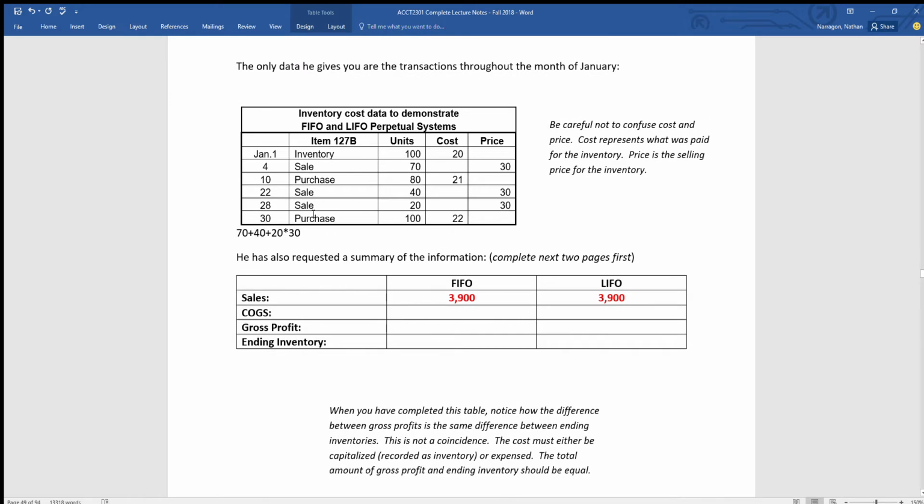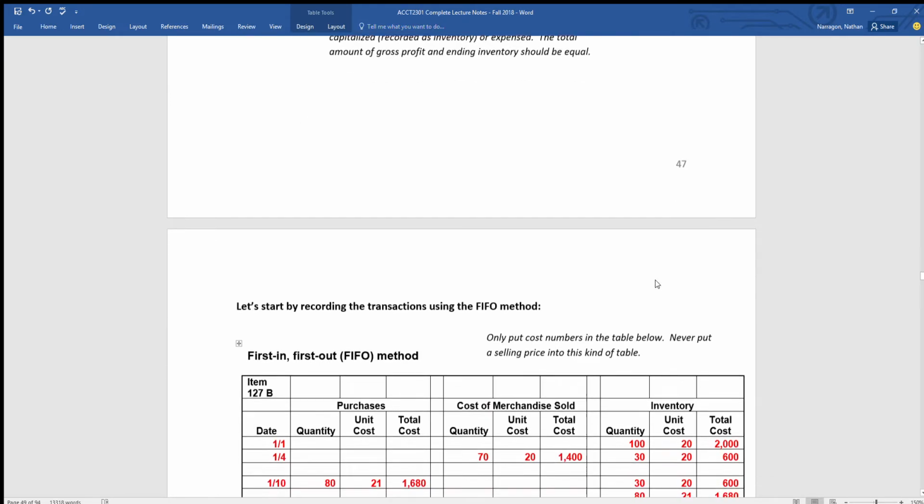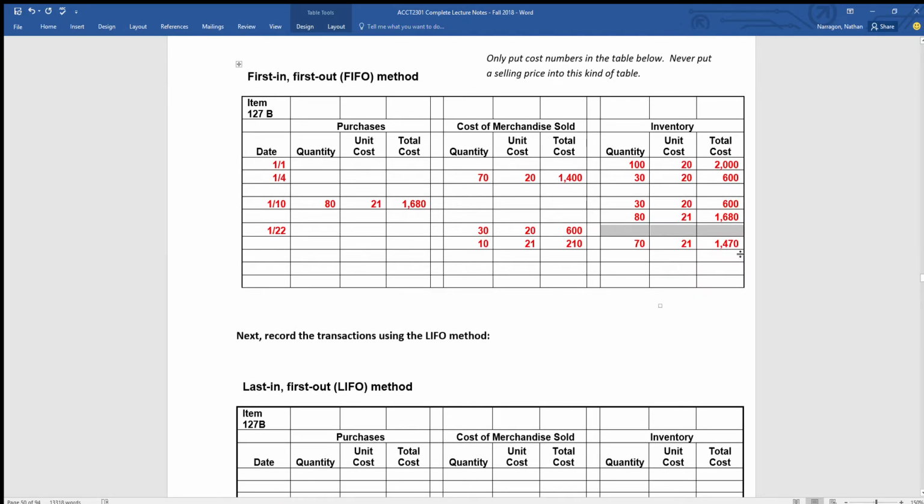On the 28th, I decided to sell 20 more. We only have this batch right now. So basically sell 20 at 21. Take 70 minus 20. It says we have 50 left of our units at the 21 price marker. So we only have 1,050.